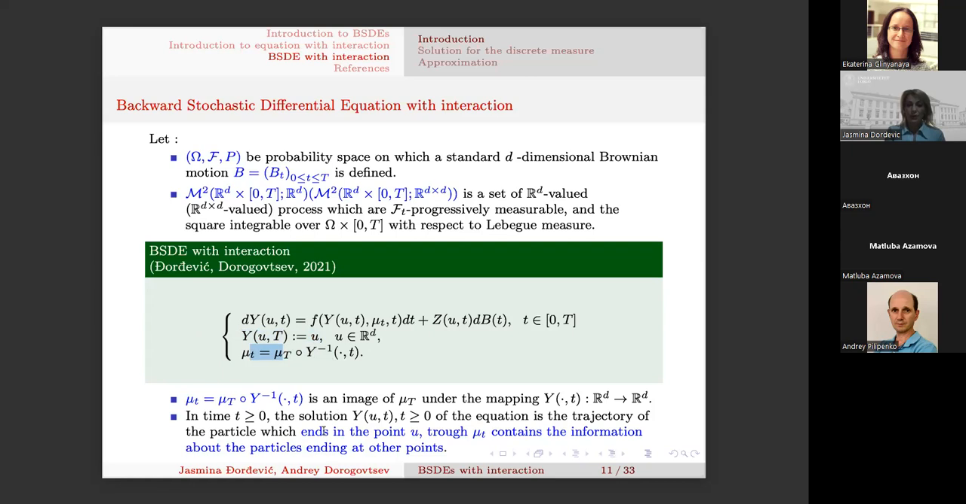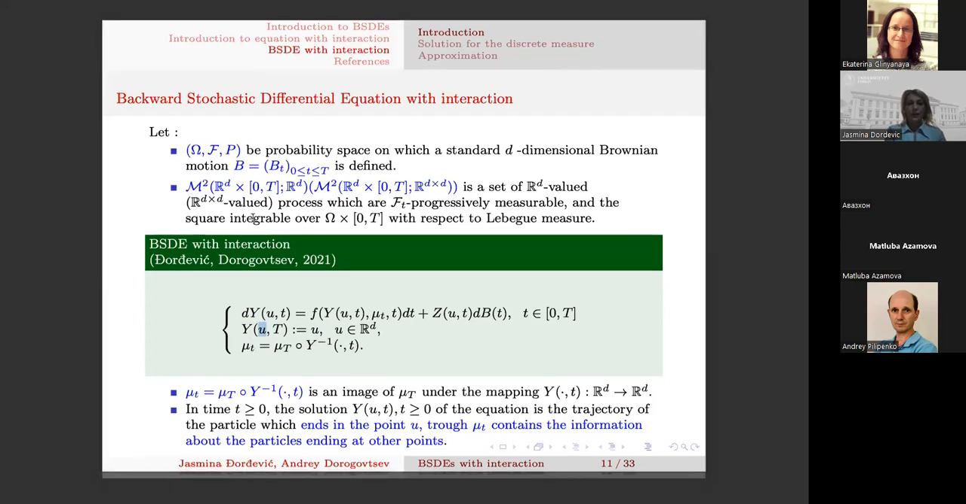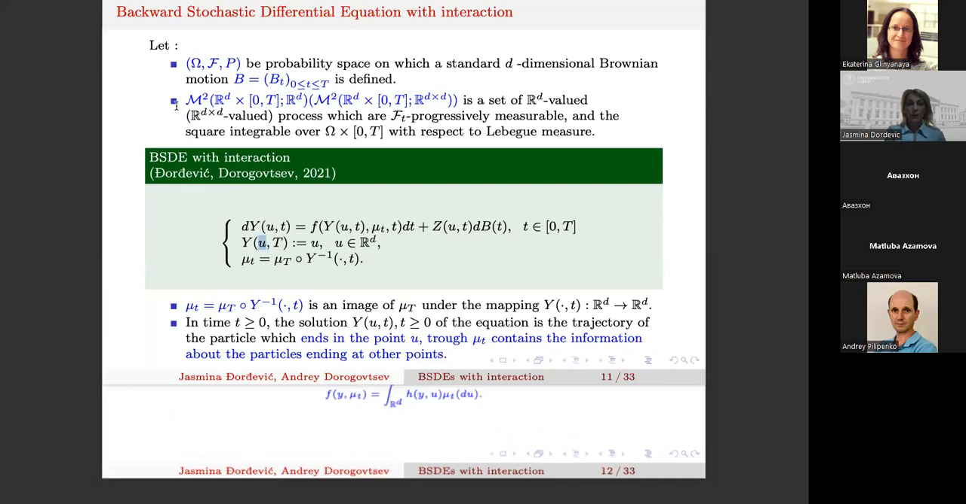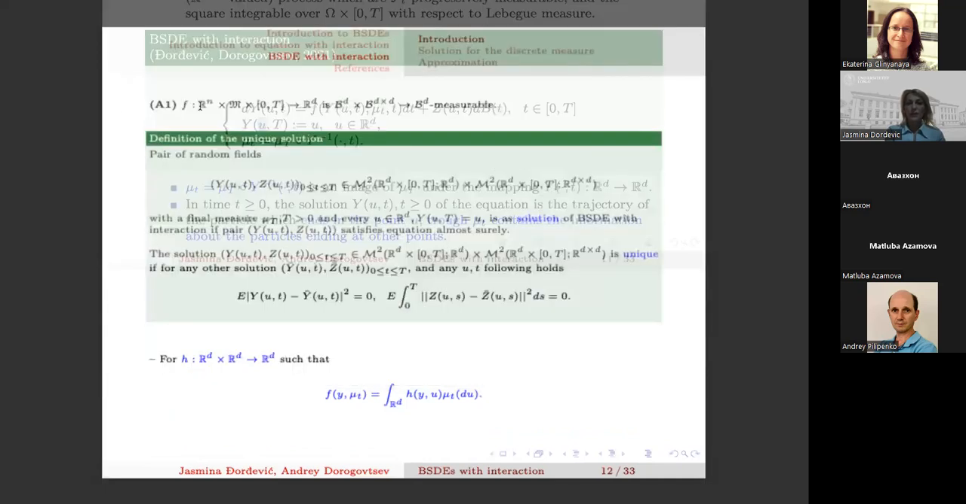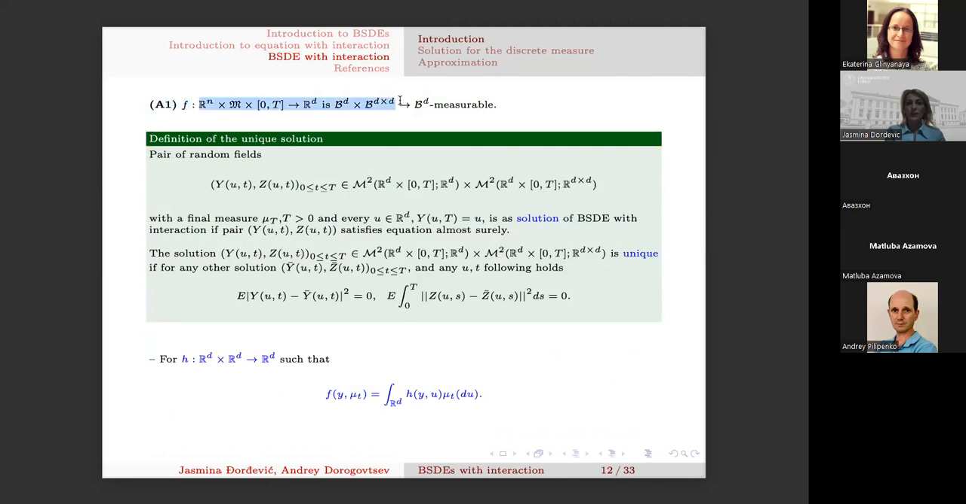Okay, this small mu_t contains information about the particles which finish now at the final point u, and in previous moments it contains information too. Actually, the small mu_t contains information about the interaction of this particular point with other particles. So we will need the assumption A1, which gives the statement that f is measurable in this way.